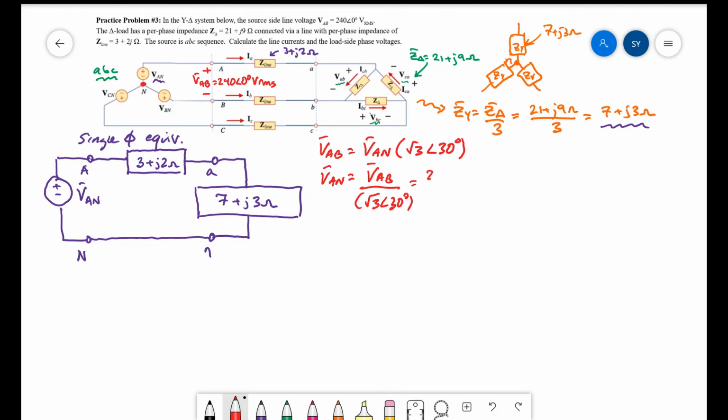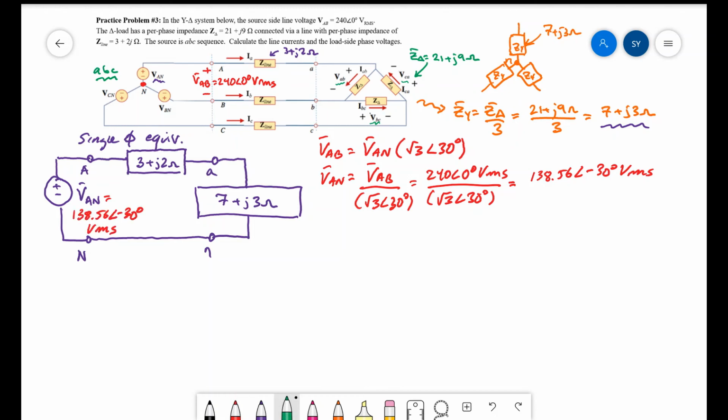With numbers, that's 240 angle 0 degrees volts RMS divided by that root 3 angle 30 degrees, which yields 138.56 angle minus 30 degrees volts RMS. That's my value of the voltage source here. Now that I have every component in my single-phase equivalent model, the first thing to do is to solve for the line current IA.